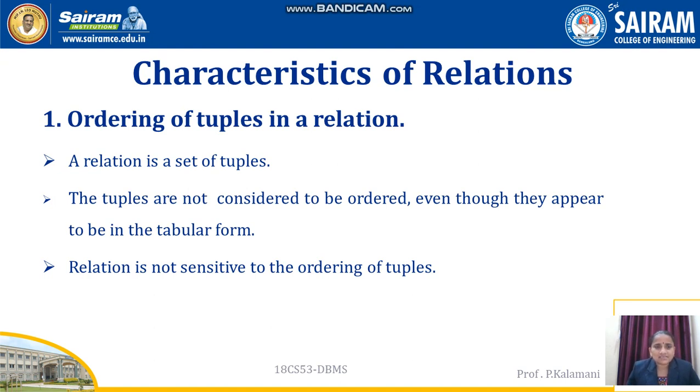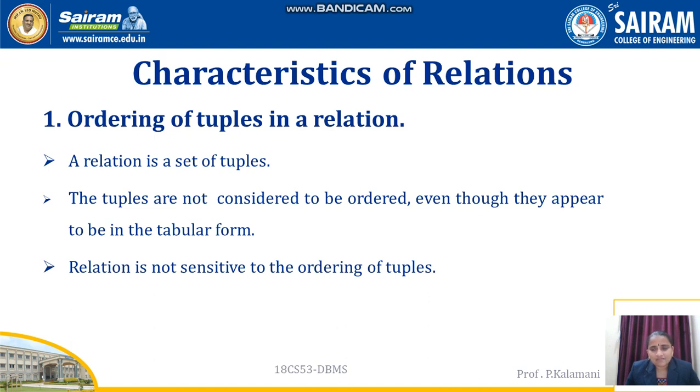First characteristic is ordering of tuples in a relation. Suppose when we have created a table, we are going to insert the records of a student or customer, any relation. So when we are inserting the records, each record will be placed into the table. Is there any ordering in that or not, that we are going to see. Ordering of tuples in a relation.